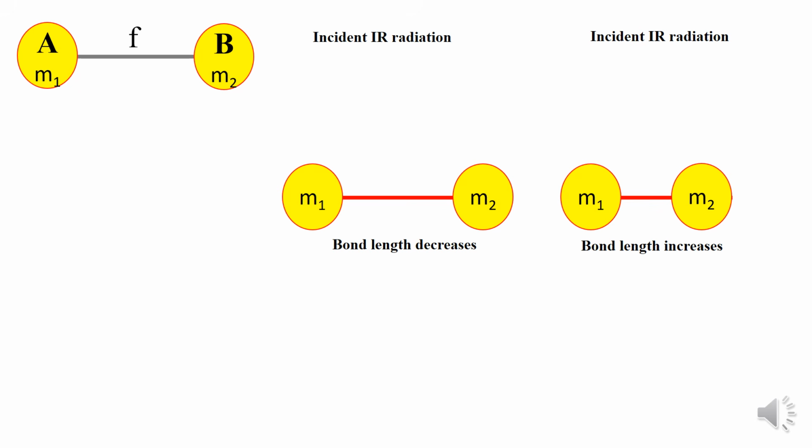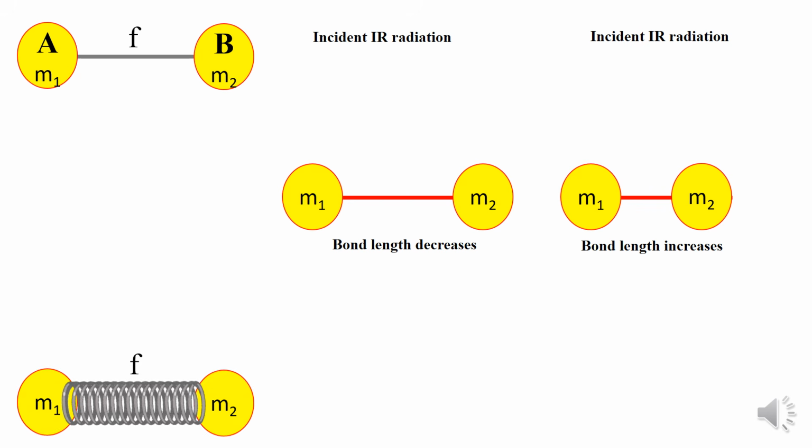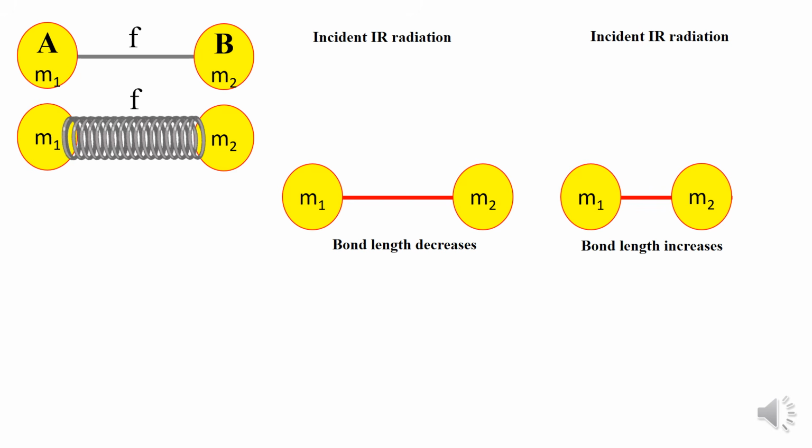Here we have two atoms A and B held together by a covalent bond. The bond strength or the force constant F. Atom A has a mass of m1, atom B has a mass of m2. Now the covalent bond is not rigid. In fact, it is flexible in nature and it behaves like a spring, allowing the to and fro motion of the atoms held together by the covalent bond.